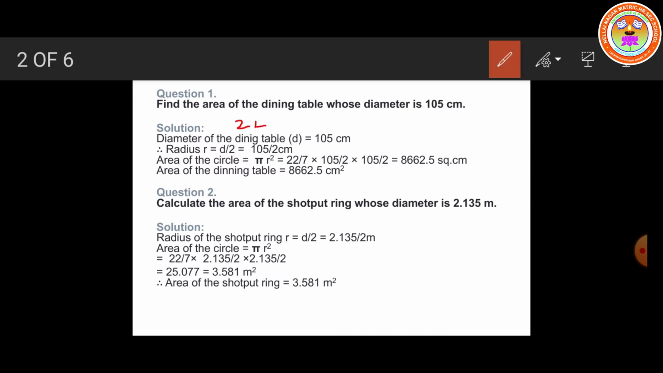22 by 7 into 105 by 2 into 105 by 2. Okay, 2 ones are 2, 2 11s are 22. Can you understand? Next, 7 table: 7 ones are 7. Next 105: 7 15s are 105. Next 11 into 15 into 105. We are going to multiply that.